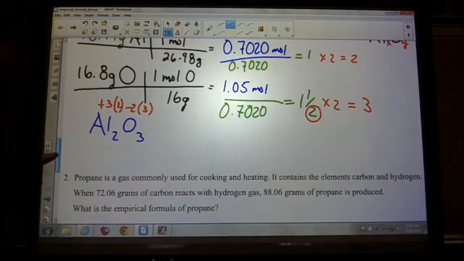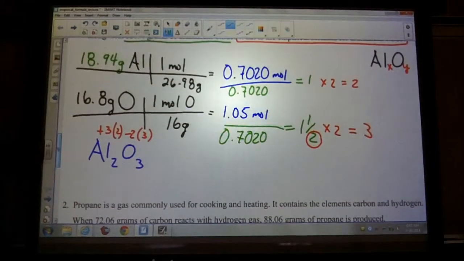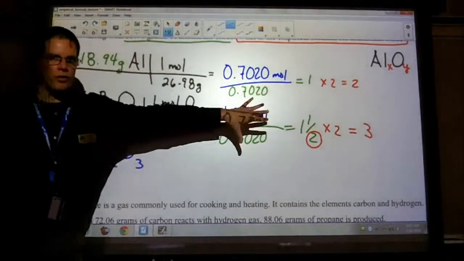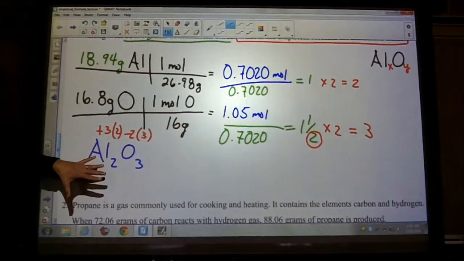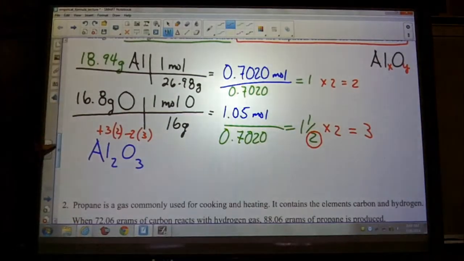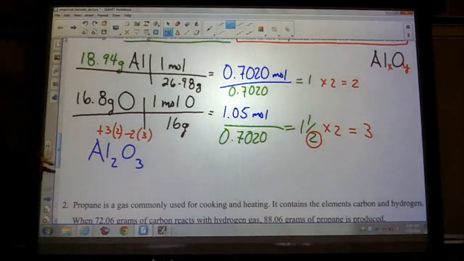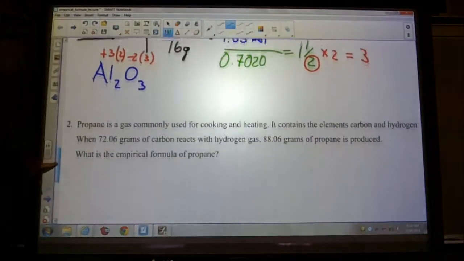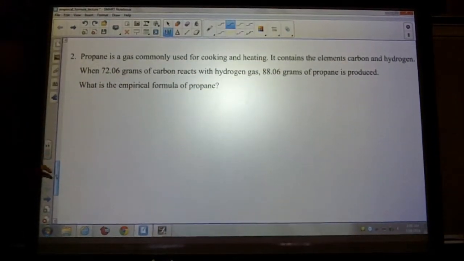So if you were to run across a problem like this, be sure to show your process. I know you know what the answer is. At least some of you knew as soon as we started working out the aluminum oxygen. You're like, that's plus 3, minus 2. I know. Some of you are like, how do they know that? It's all right.